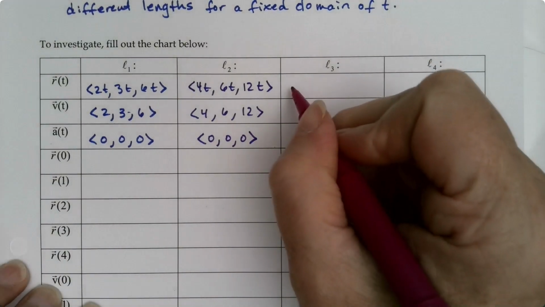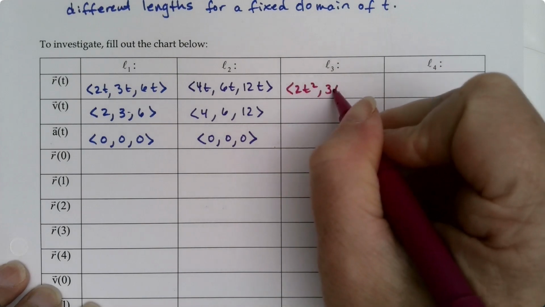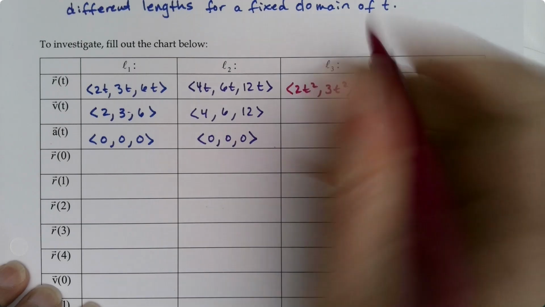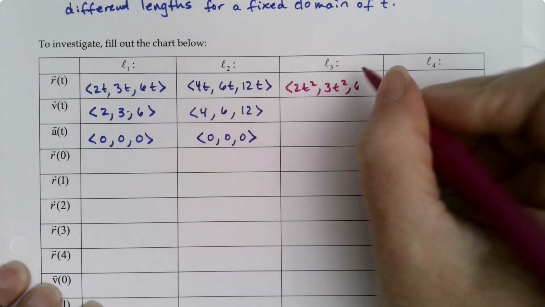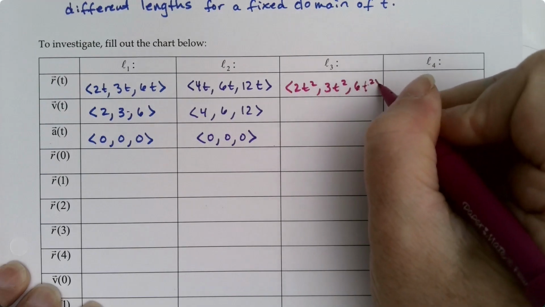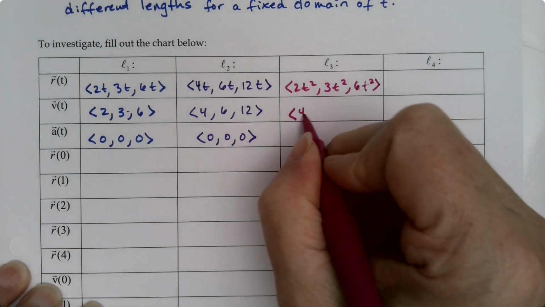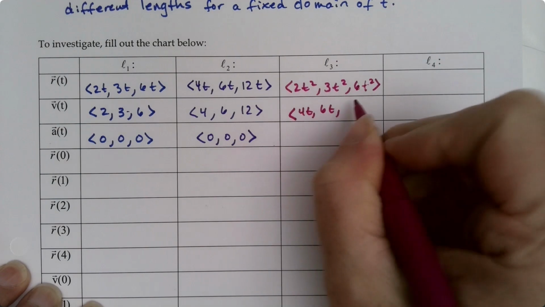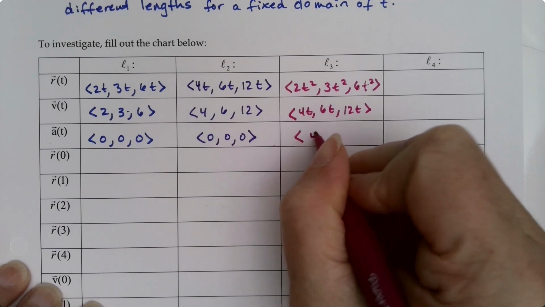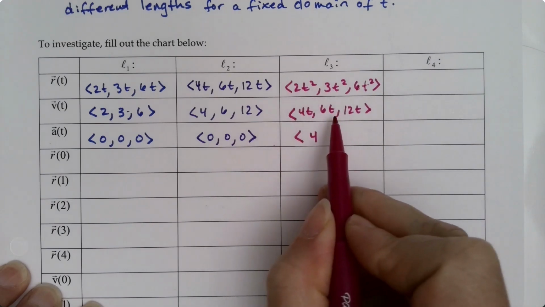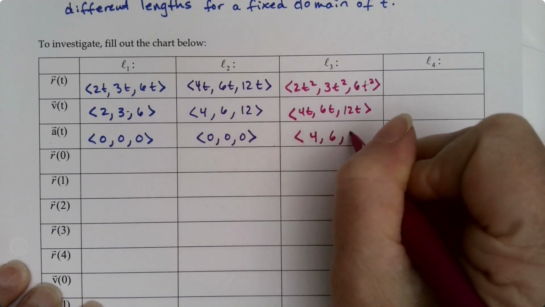And the magenta one, this is 2t squared, 3t squared, 6t squared. I was going to write my squared before I wrote my t, like that. So its derivative is 4t, 6t, 12t. And therefore, its acceleration, that's not a constant. That has a t in it. So acceleration is not 0, 0, 0. It's 4, 6, 12.